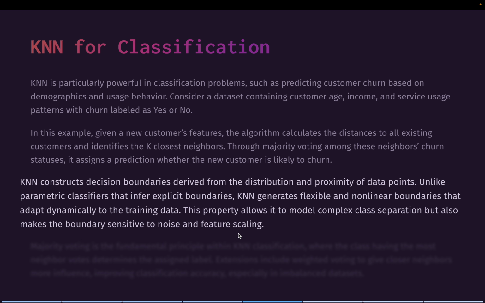KNN constructs decision boundaries derived from the distribution and proximity of the data points. Unlike parametric classifiers that infer explicit boundaries, KNN generates flexible and non-linear boundaries that adapt dynamically to training data. This property allows it to model complex classes.